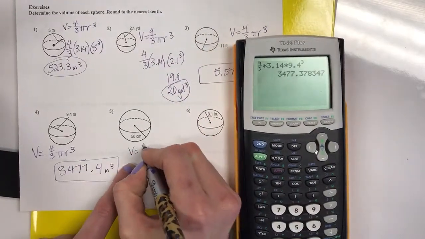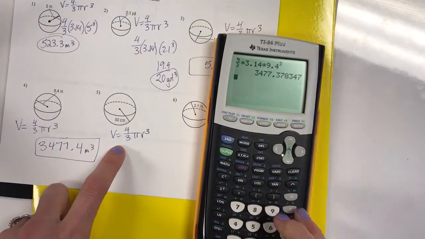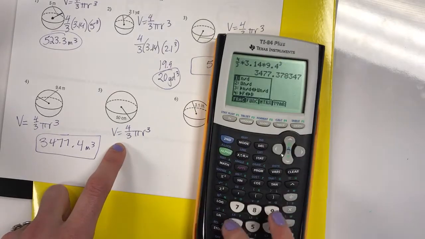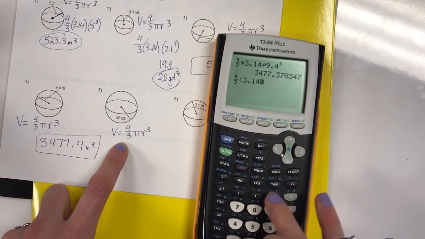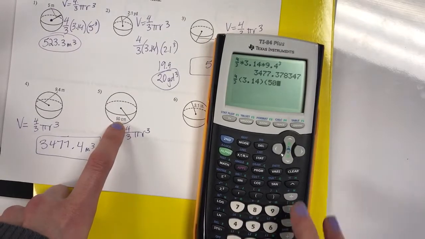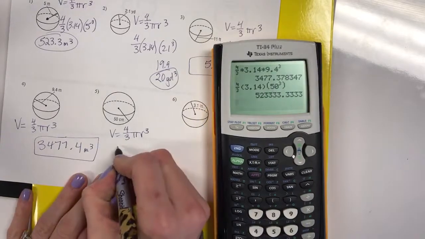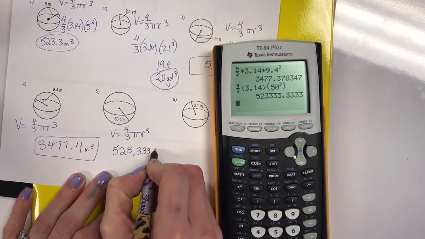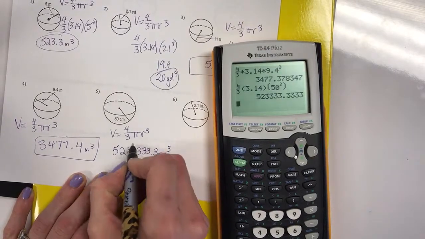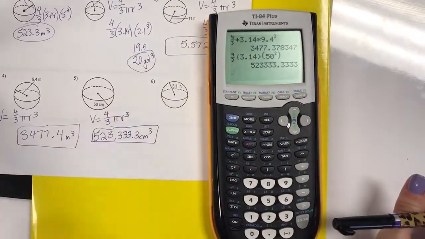So volume, 4/3 pi r cubed. We can do alpha y equals 4/3, 3.14. My radius was 50 to the 3rd power, and enter. So 523,333.3 centimeters cubed.